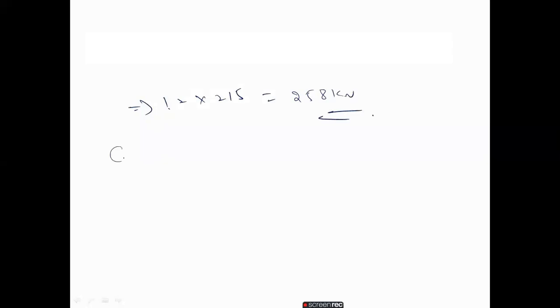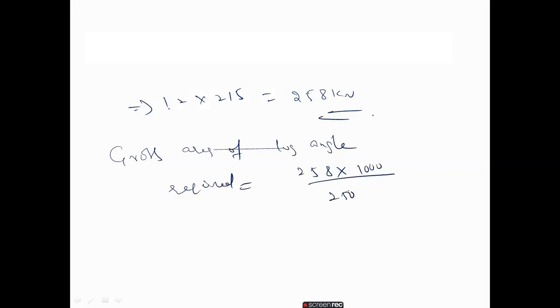Now the gross area, the AG value, of the lug angle required equals 258 kilonewtons, converted into newtons, 1000 by Fu by gamma m. So you will get 1135 mm square. Same as in the previous problem, whichever is equal, we have to take the Indian Standard Angle section from the table. Now I am providing ISA 100 comma 6 mm section.